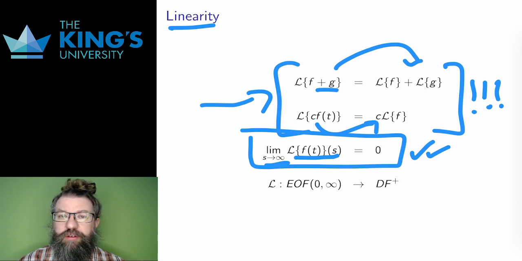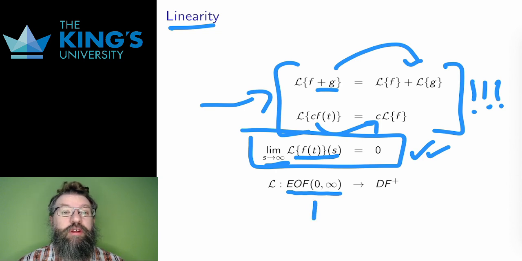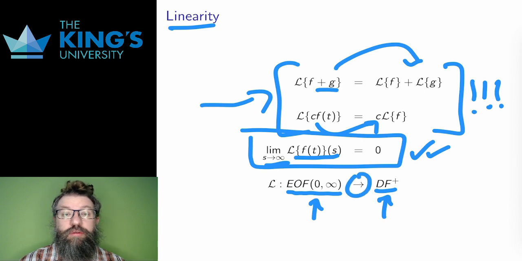Well, between which vector spaces? The starting functions need to have a domain of 0 to infinity and need to be functions of some exponential order. So let me write EOF, exponential order functions, of the domain 0 to infinity for this vector space. The output is a set of decaying functions on some domain a to infinity for a positive number a. So let me write this DF plus, decaying functions, with plus indicating some domain of positive numbers. The Laplace transform is then a linear transformation between these two vector spaces.